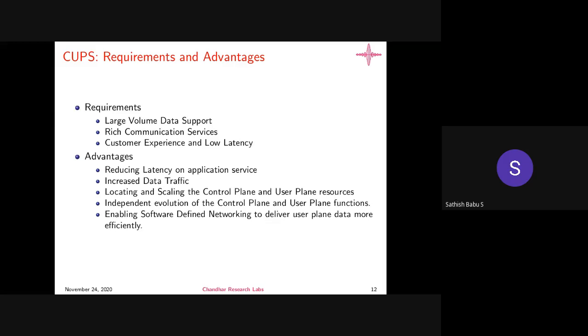So with this, the second enhancement I told you about is the control user plane split architecture. That is, you are splitting the functions of the control plane and user plane separately. So why do you want to split the user plane and control plane? The first requirement is larger volume data support. With 5G, more applications and more users are going to come. Each user is going to handle plenty of applications at the same time, so it has to support large volume data.